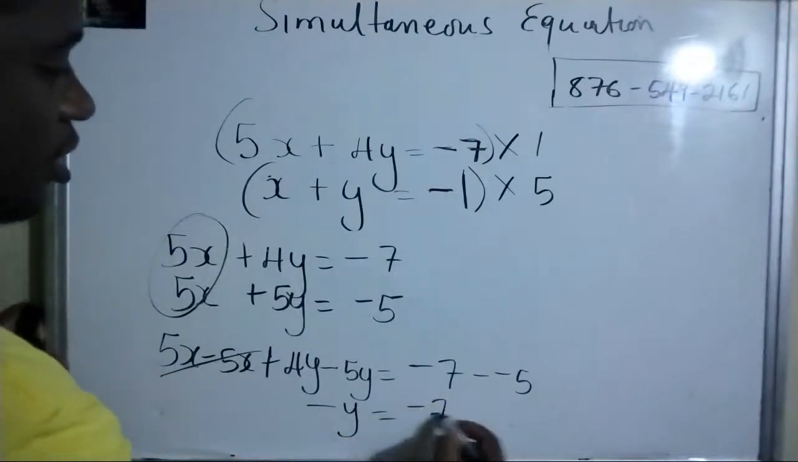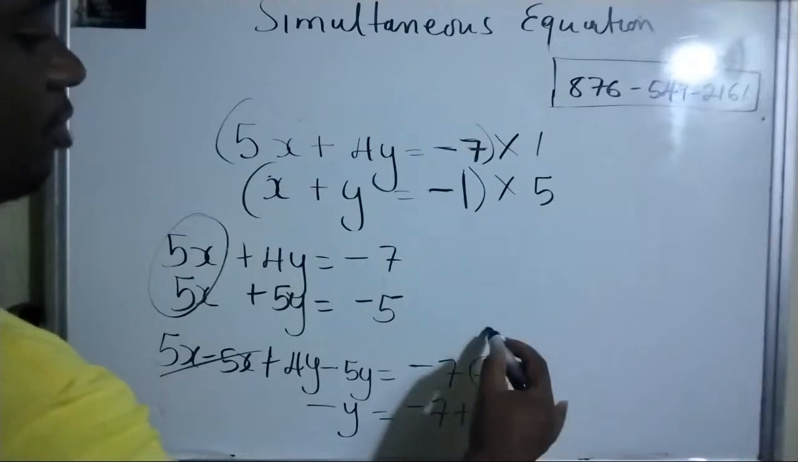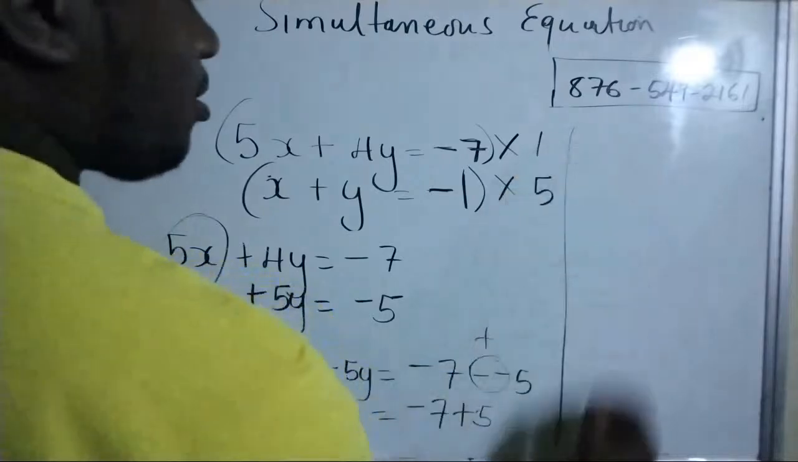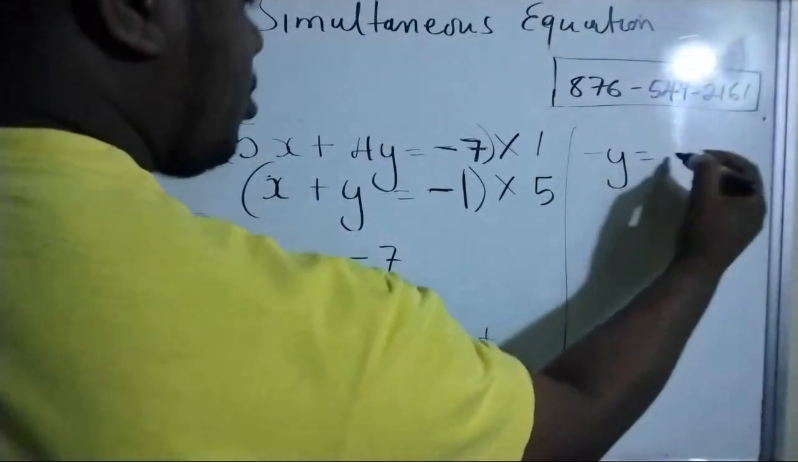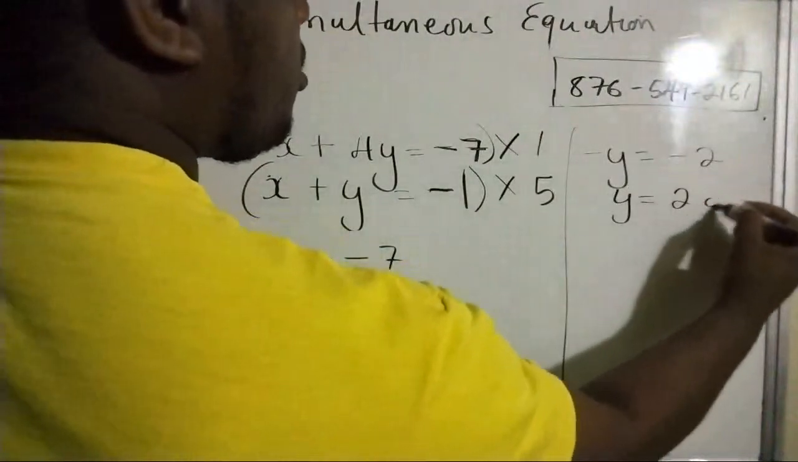This gives us negative 7 plus 5. Both of these negatives become a plus when I multiply. So negative y is equal to negative 2. Therefore, y is positive 2.